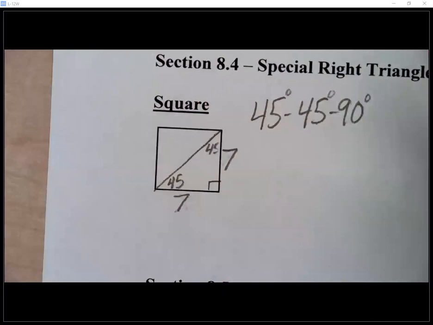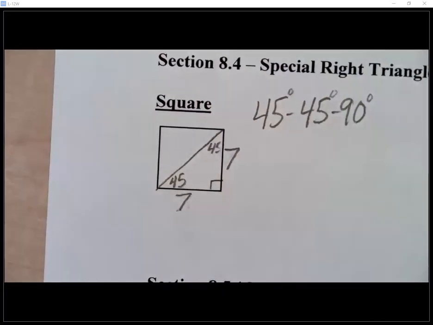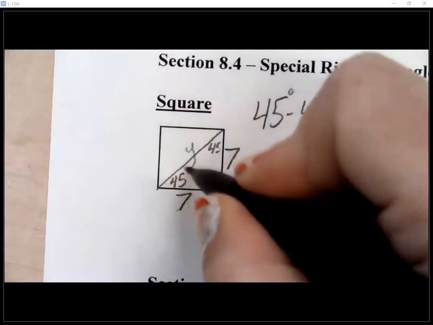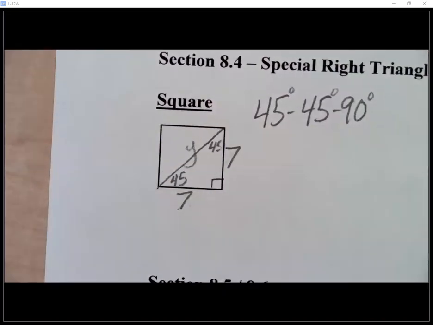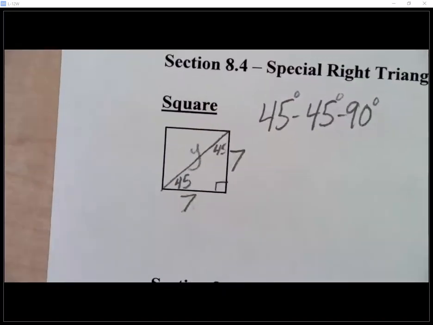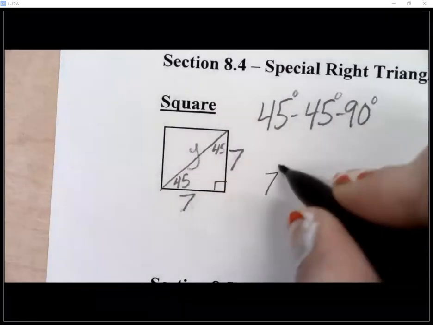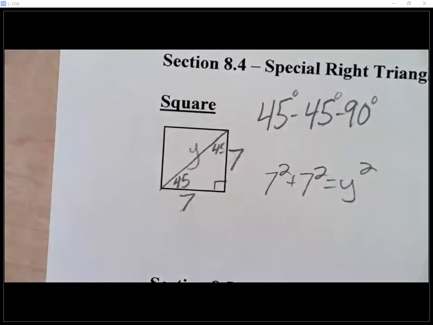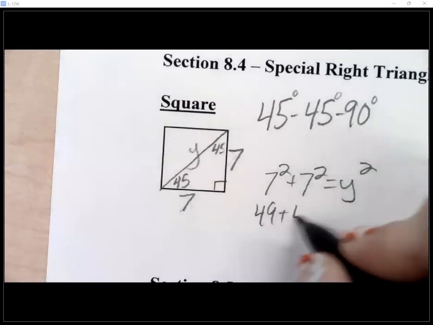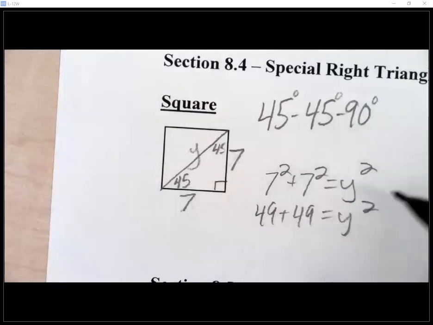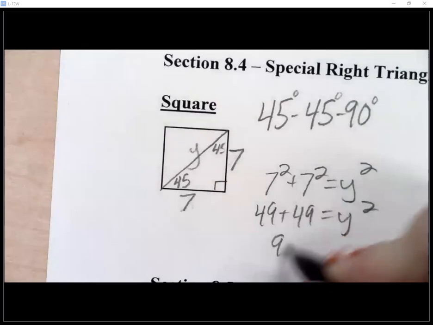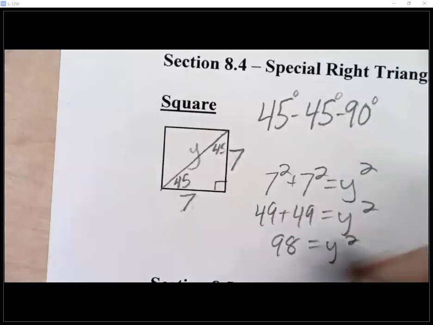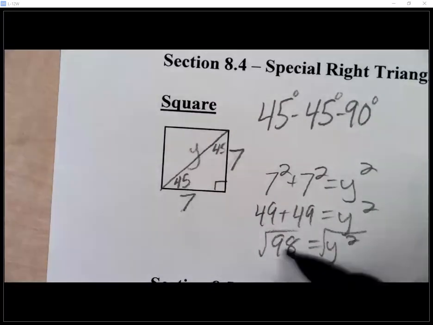96. Let's do it, okay? Let's assume, I don't know what it is, I'll call it Y for a minute. So if I'm trying to figure out what that is, it's a right triangle, so I could use the Pythagorean theorem, right? Sure, okay, so let's try it. 7 squared plus 7 squared equals Y squared. So that's 49 plus 49. 49 is what, 98? Square root both sides. That can split into 49 and 2, so wouldn't that just be 7 root 2?